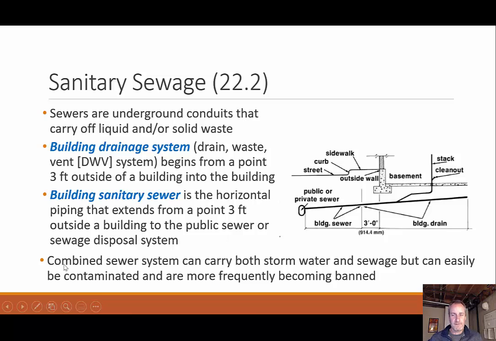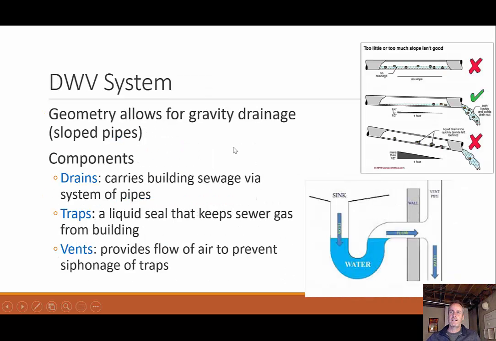And this is what I was saying before. Sometimes you might be able to get away with combining your sewer system and your building drainage system and your building sanitary system, but it can be easily contaminated, more frequently being banned. It puts a higher stress on the water filtration system of the city too, because you're taking this water and you're treating it in different ways based on where it's coming from. So this DWV, this is inside the house, right?